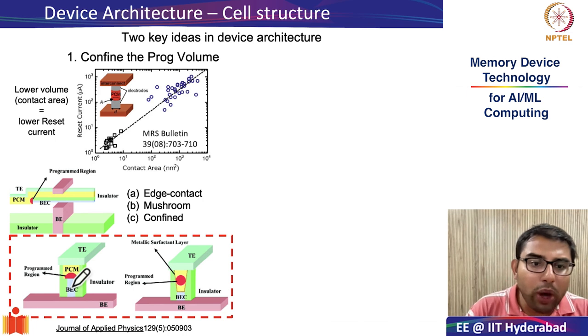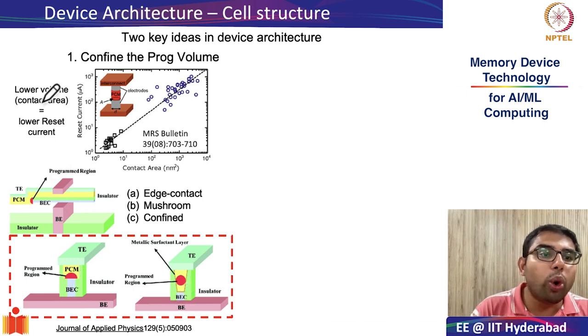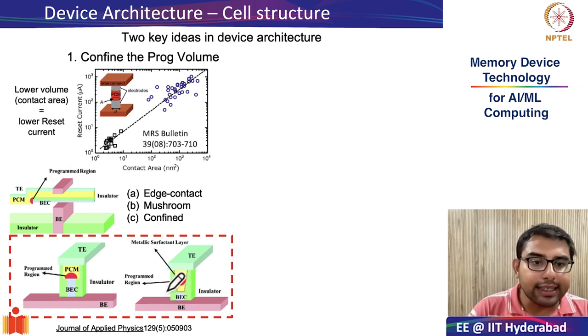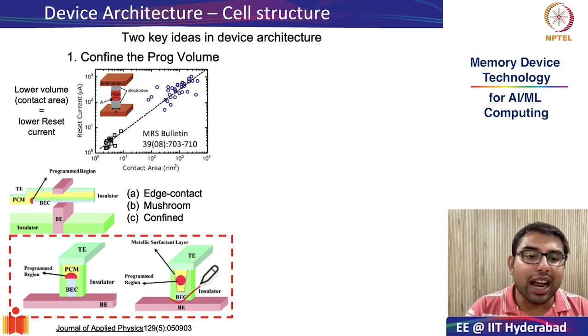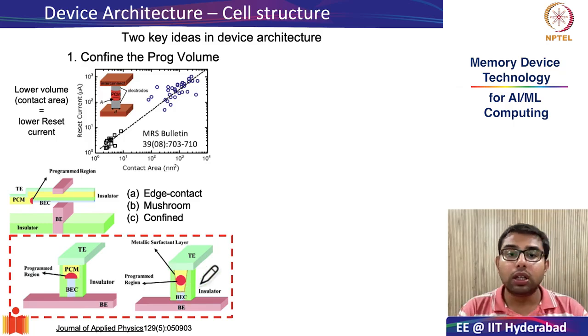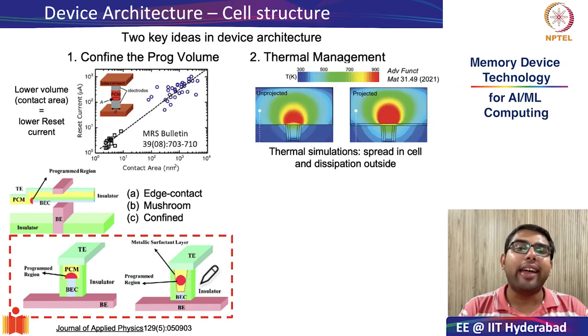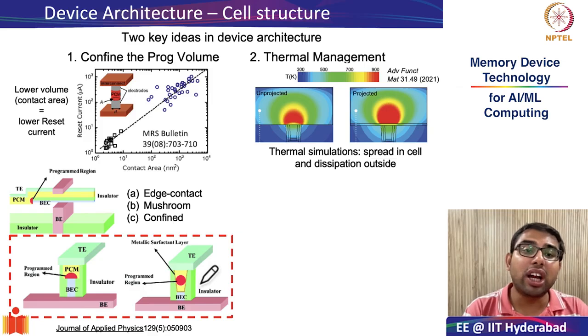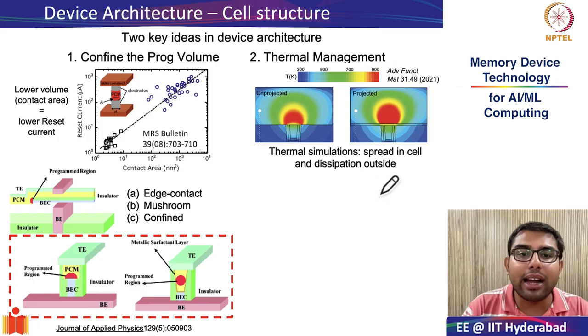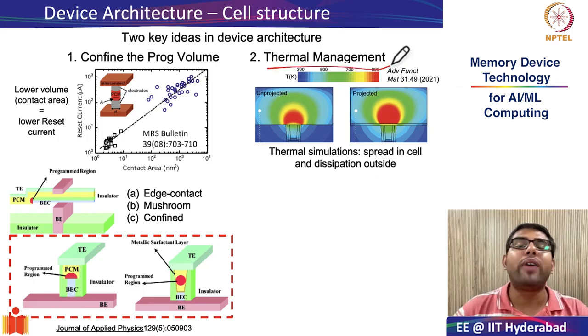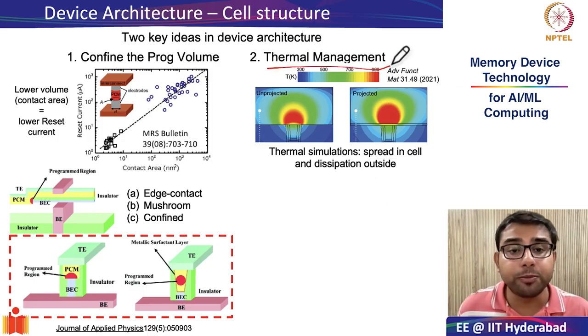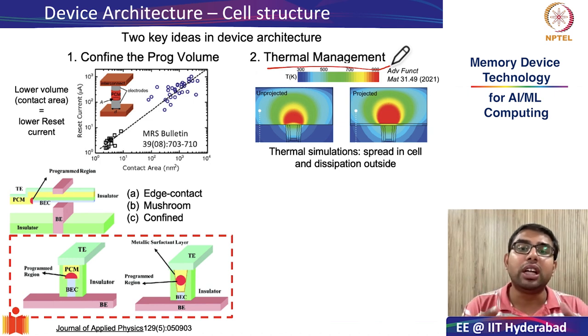So naively, one may believe, just from looking at the lower contact volume, that the confined cell architecture is better compared to the mushroom cell. However, there is another important consideration in designing the device architecture, which is also a very important influencing factor, and that is thermal management. When any PC RAM cell is designed, specific attention is paid to doing a lot of thermal simulations. What do these thermal simulations tell you?